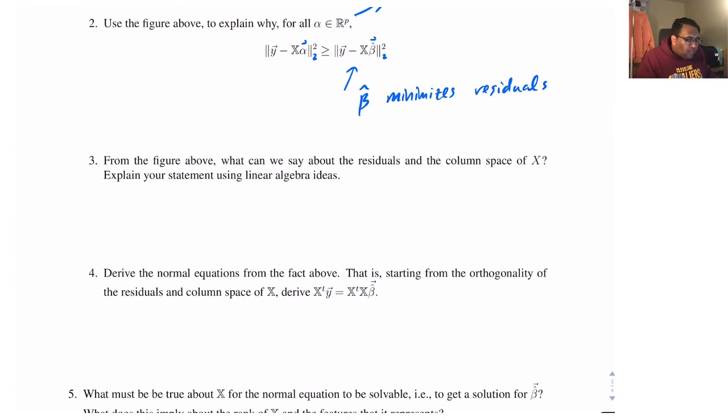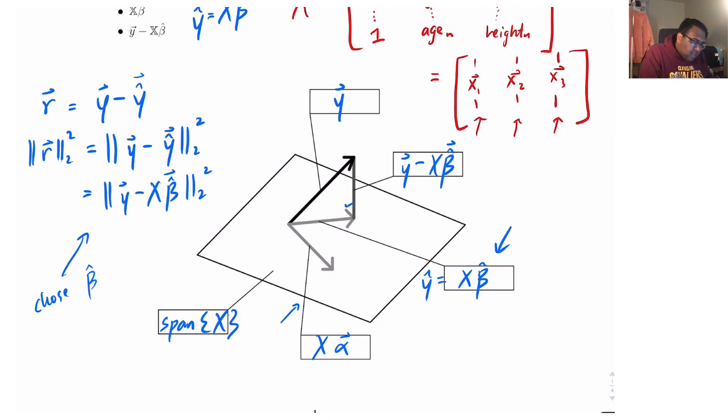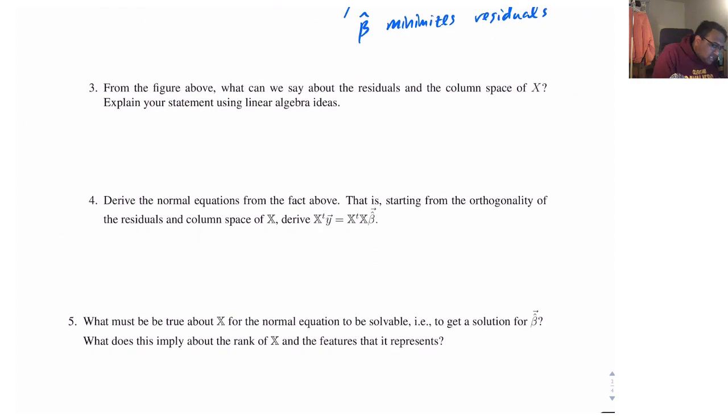3, from the figure above, what can we say about the residuals in the column space of X? Express your statement using linear algebra ideas. Well, I already mentioned this, but in order for our residuals to be minimized, they need to be orthogonal to the column space of X. So I can say explicitly the residuals are orthogonal to the column space of X.